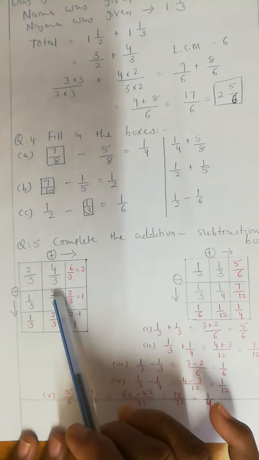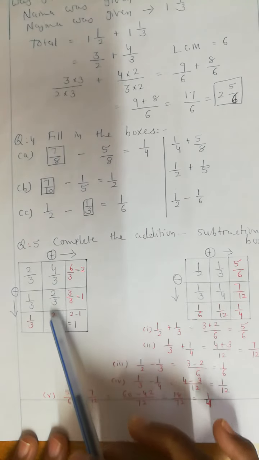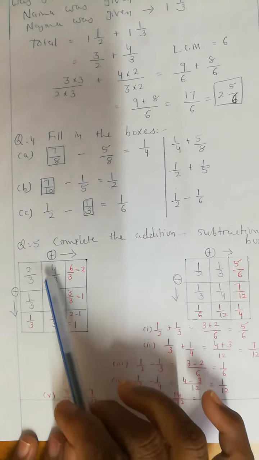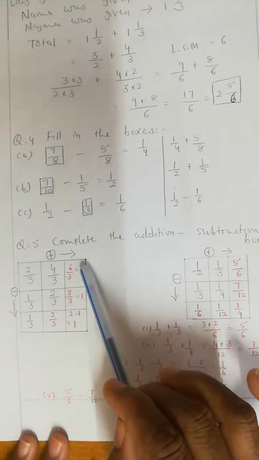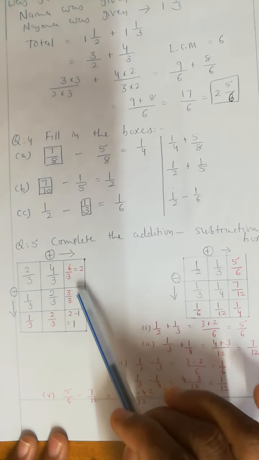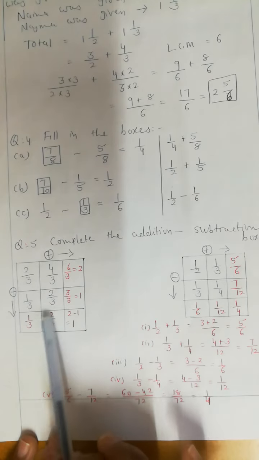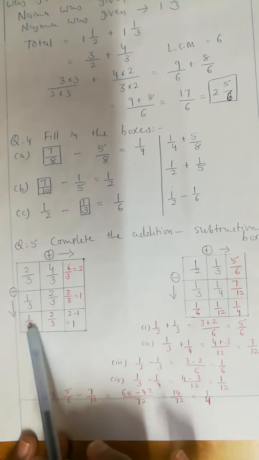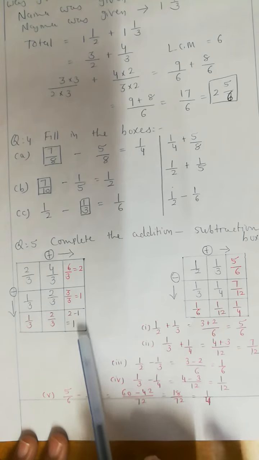Here 4 upon 3 minus 2 upon 3. 4 minus 2, 2 and denominator 3 means here your answer is 2 upon 3. Now here answer is 2. Here answer is 1. 2 minus 1, your answer is 1. Now 1 upon 3 plus 2 upon 3. 3 in the denominator. 2 plus 1, 3. 3 upon 3 means 1.